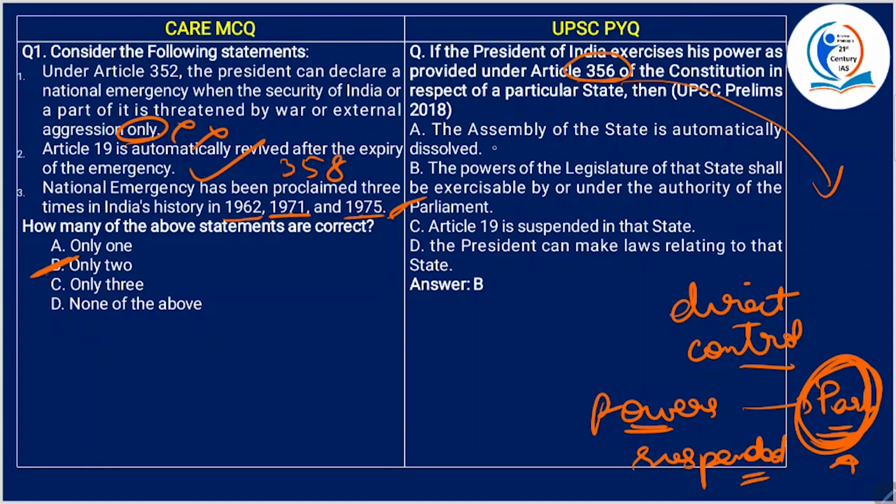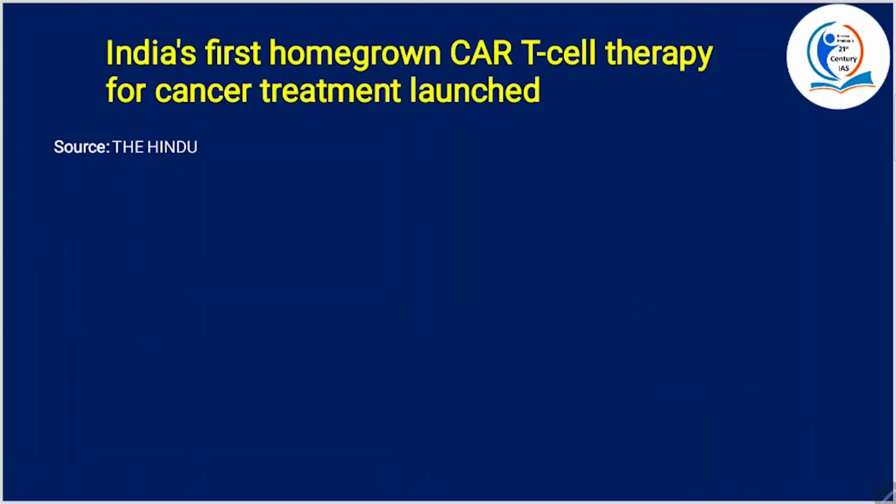We'll read option A again. The assembly of the state is automatically dissolved. It is not dissolved, it is just suspended. So this is wrong. The powers of the legislature of that state shall be exercisable by or under the authority of the parliament. This is correct. Okay. So, because we've just seen, right? So, B is the answer.